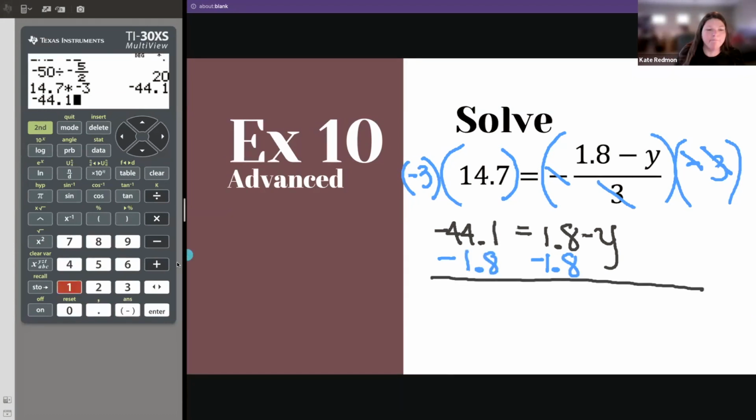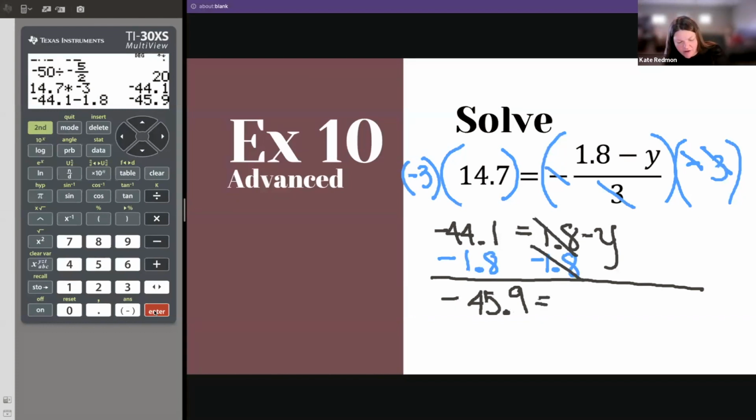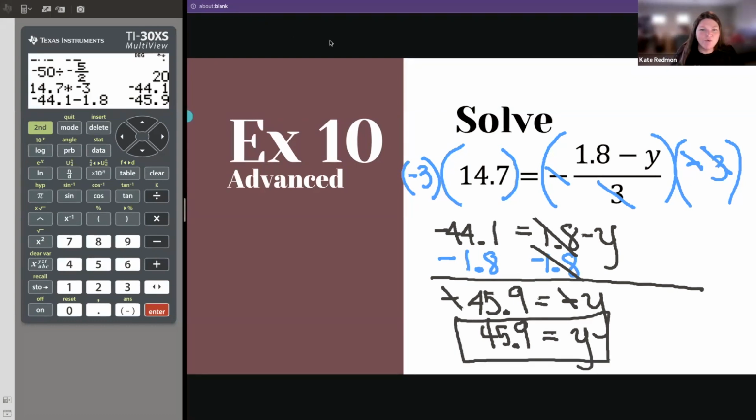-44.1 minus 1.8, I get -45.9. And that's going to be equivalent to, well, 1.8 minus 1.8 zeroed out, but I have nothing minus y. So remember that negative belongs to the y. It's still there. But now I am going to be a lazy mathematician, you guys. I know that if I change the sign on the right-hand side, I will change the sign on the left-hand side as well. If negative y is equal to negative 45.9, then positive y is equal to positive 45.9. Woo.